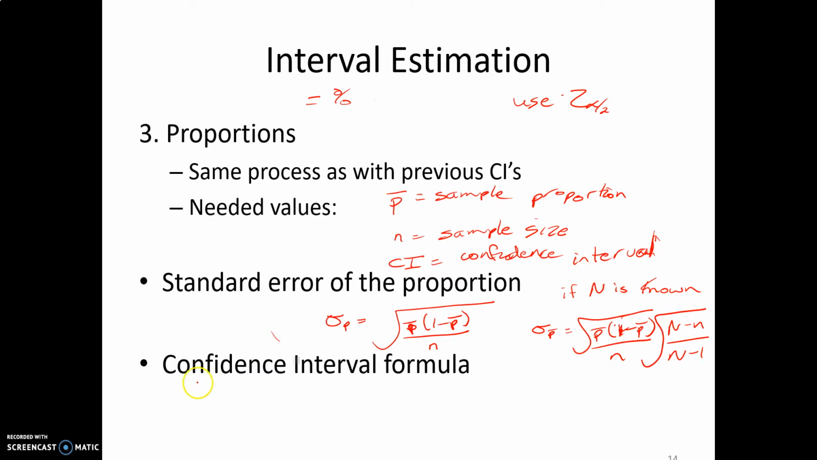So the confidence interval formula is sample proportion plus or minus a certain Z value that's based on half of alpha, multiplied by the standard error of the proportion. Or we can rewrite that as Z alpha over 2 multiplied by everything that the standard error of the proportion equals. And of course, adjusting it if we know the population size.